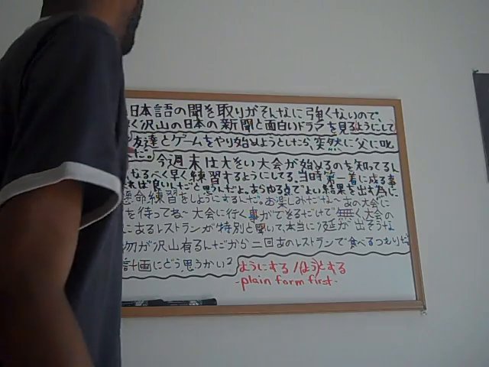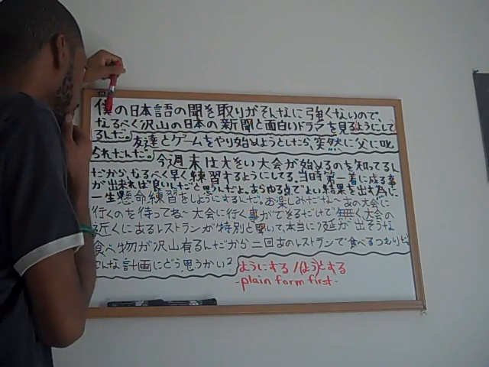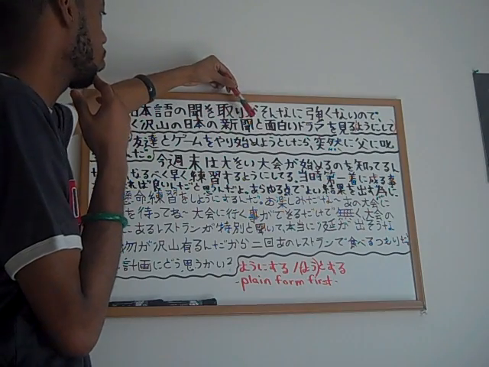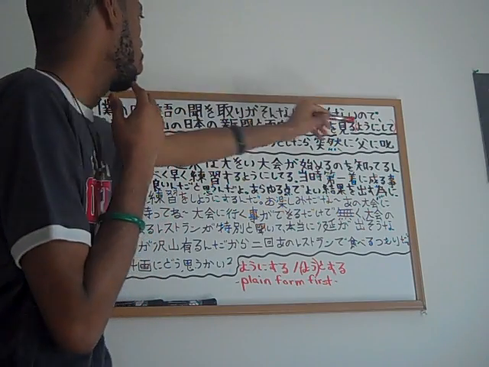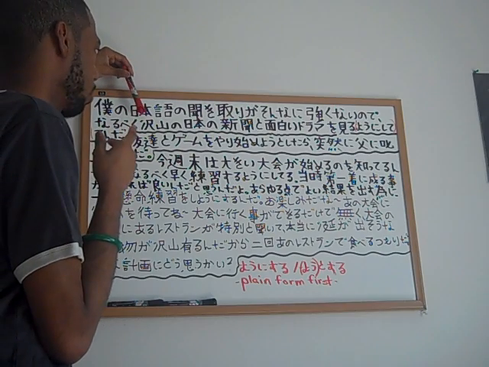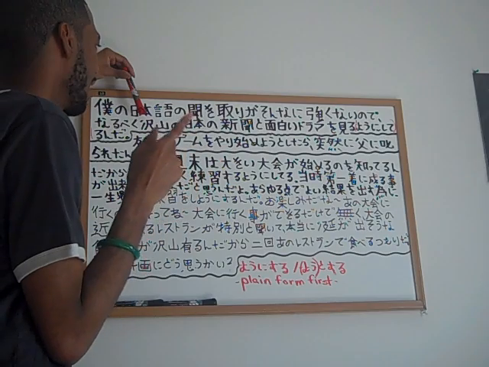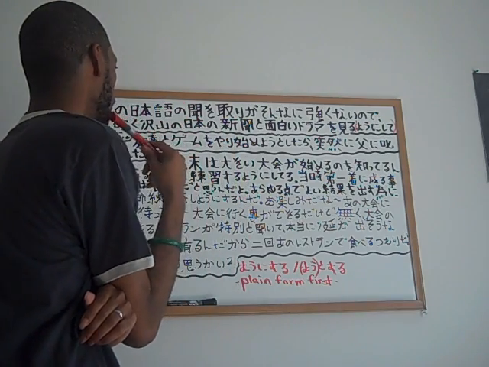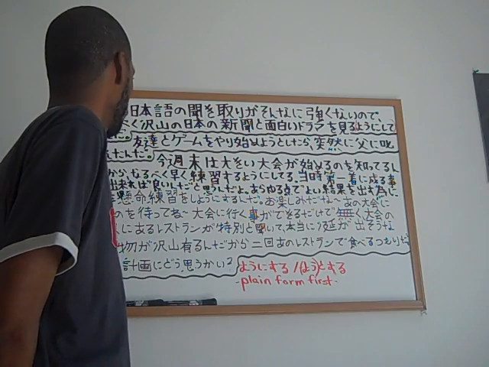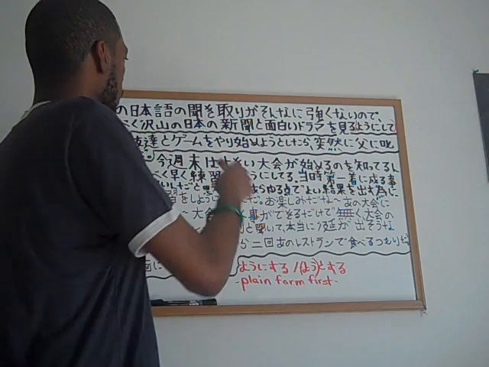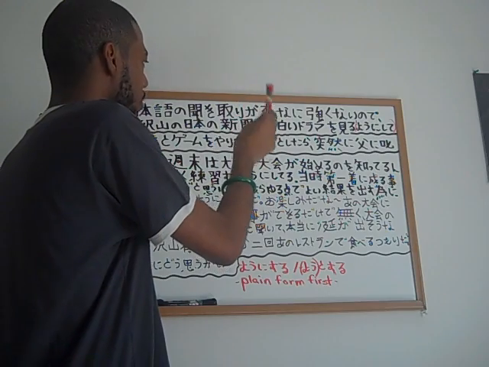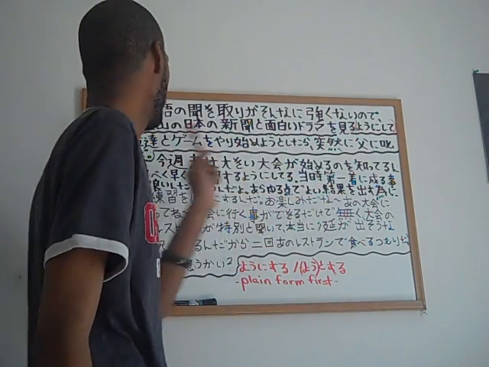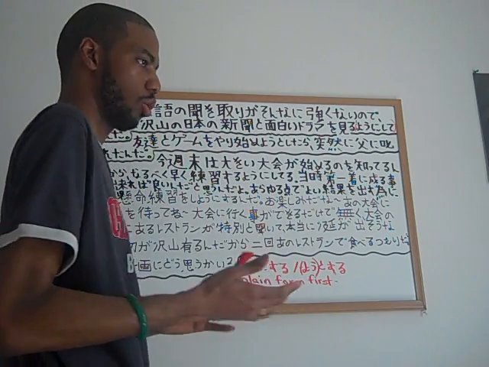なるべくたくさん, なるべく means as much as possible. なるべくたくさんの日本の新聞と面白いドラマを見るようにしているんだ, so I'm trying as much as possible to look at Japanese news and interesting dramas.